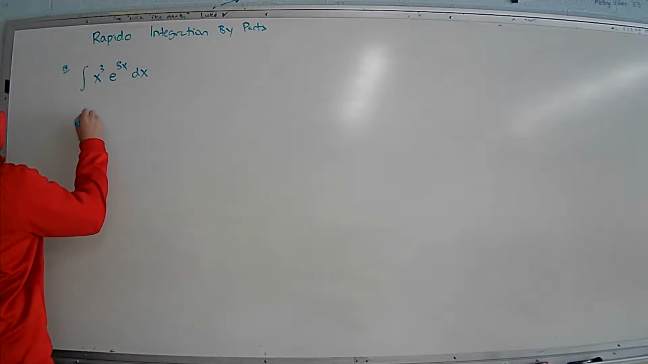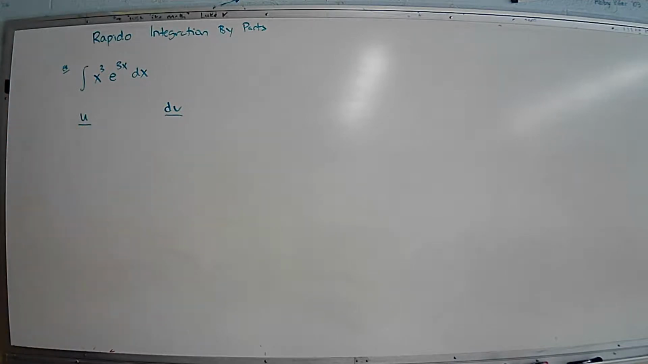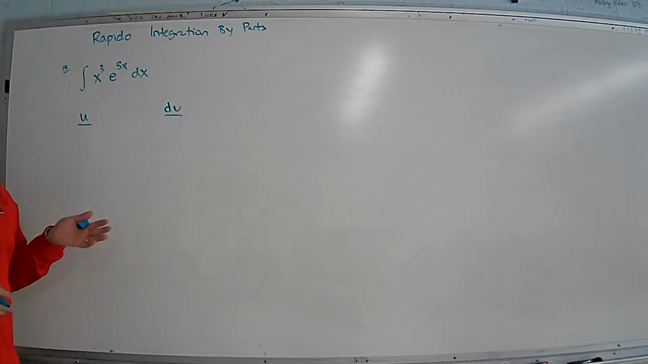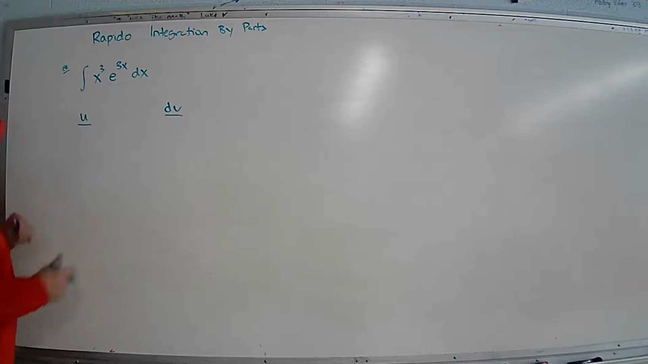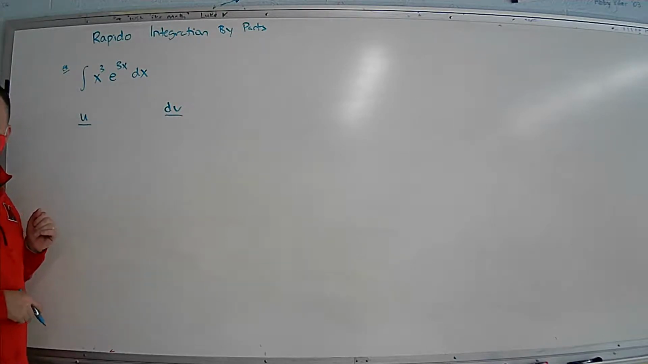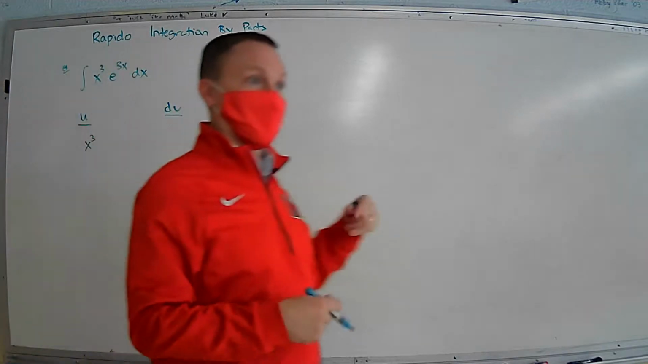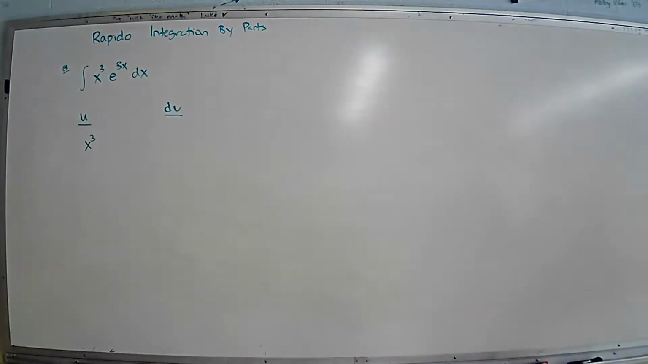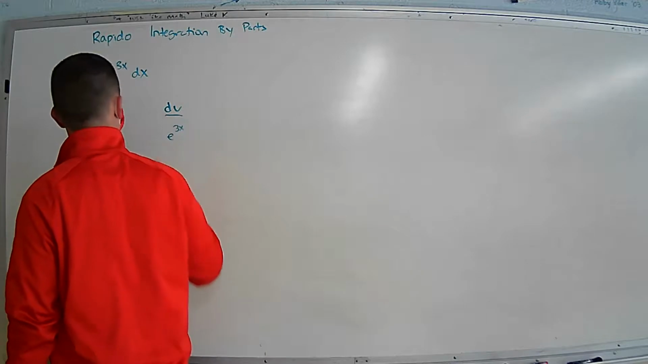So what you do is you make 2 columns. You make a U column and a DV column. Okay? In your U column, you put what your choice for U would have been. Which would be what? X cubed. And in your DV, you put what your choice for DV would have been. Which would be e to the 3x. Okay?